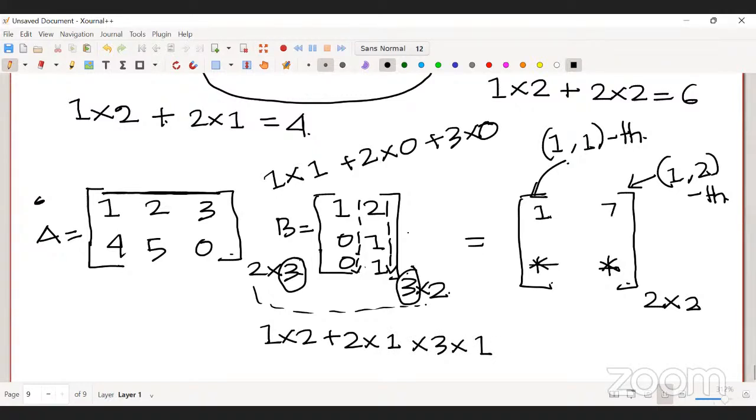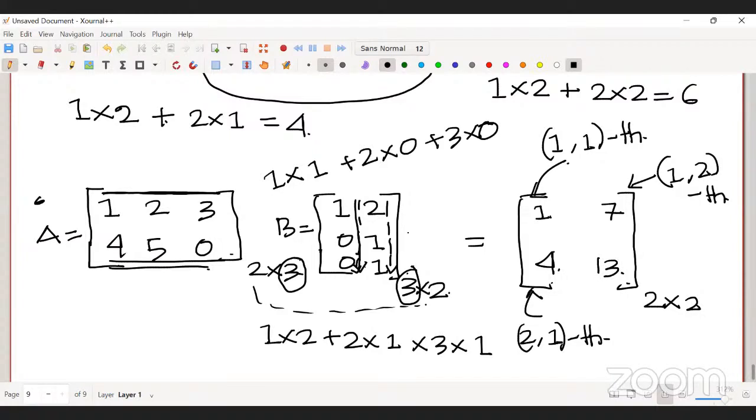And similarly for here, second row, first column, this is the 2, 1 entry. For that, we have to multiply the second row with the first column. Similarly, you multiply, you will get 4. And for this one, you multiply the second row with the second column, you'll get 13. So this is my resultant matrix.